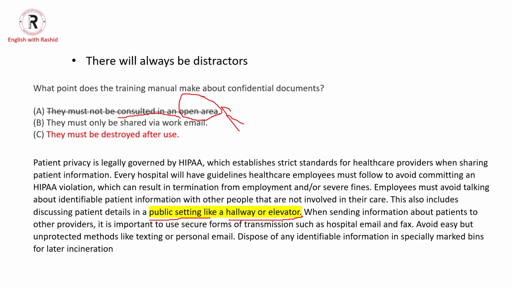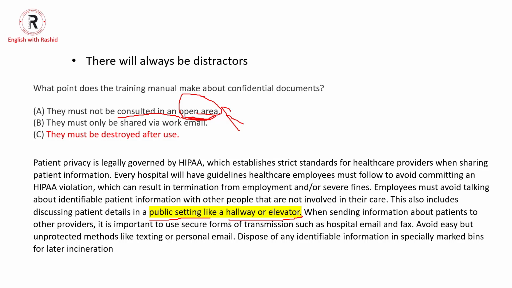So if we read the full sentence, this also includes discussing patients in detail in public setting like a hallway or elevator. If we look at the option, open area is typically talking about a place, an area which is not covered, while the statement in the text is talking more about a place where people could be around. So the sense is that this should not be discussed at a place where there could be people around, while the option is talking about the physical open area. So these are two different things.